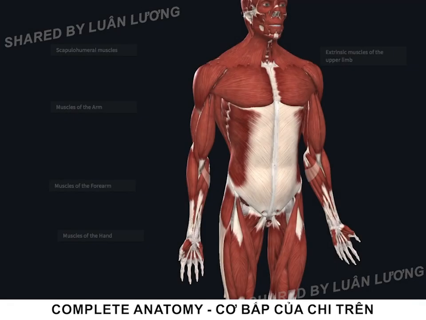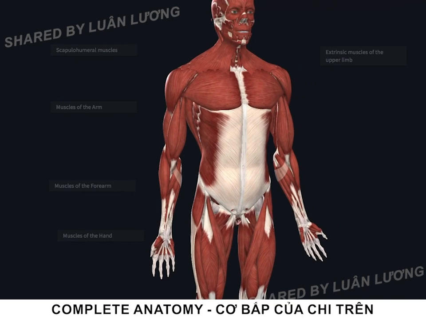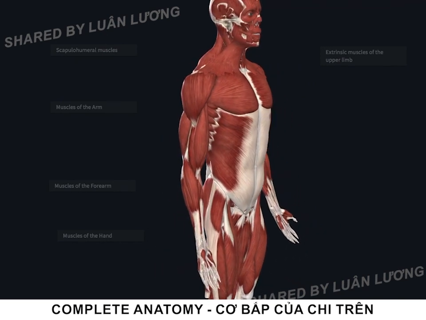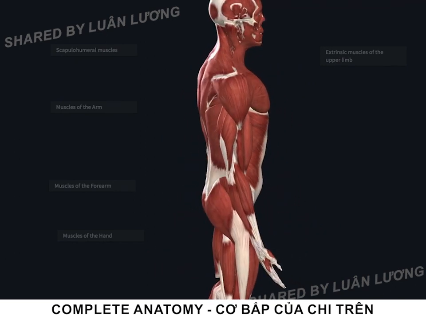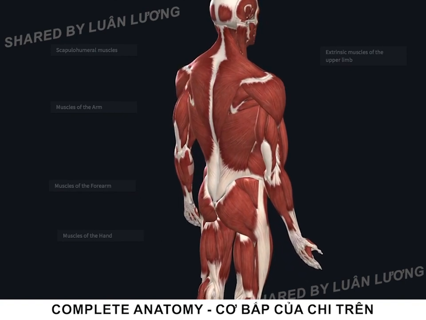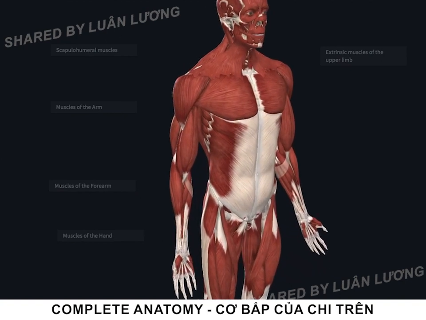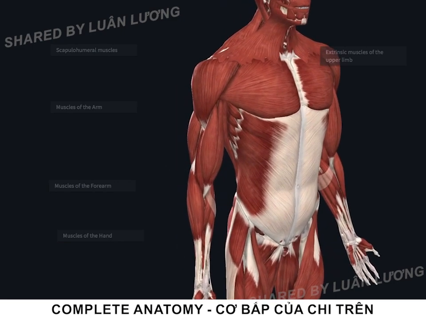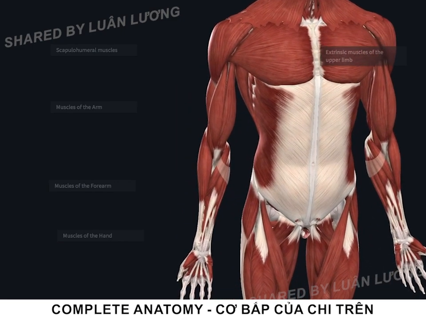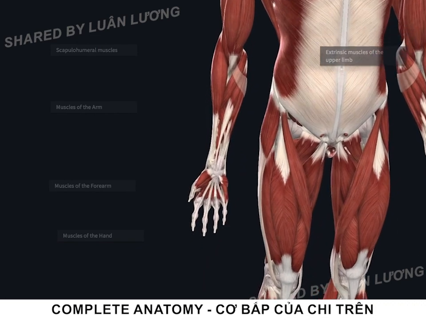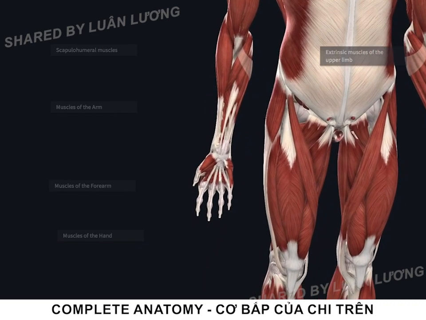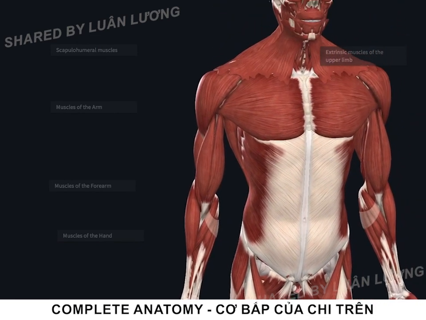Before we start taking a closer look at the actual names of muscles within the upper limb, I want to first introduce the concept of how the muscles are organized within this region of the body. Now, the first thing to notice is some of the muscles are going to be found within the upper limb itself, and these are going to be considered intrinsic, meaning that they start and stop within that region of the body.